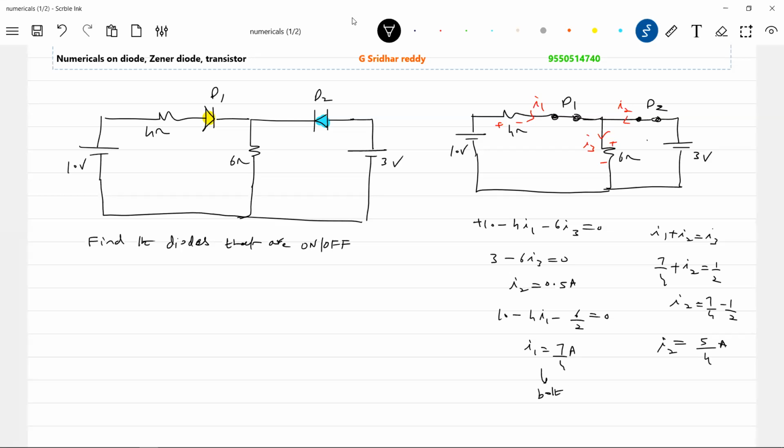Okay, how from current can we say that diodes are forward biased or reverse biased? Let's do one thing. If a diode is forward biased, how will the current enter? It will enter into the P type.